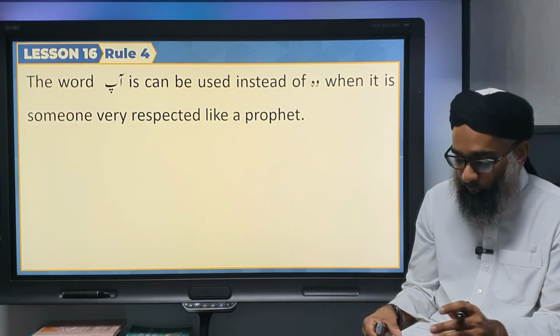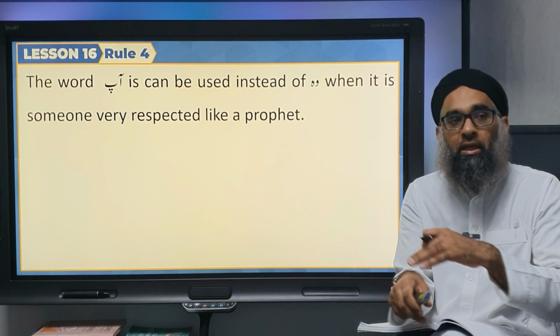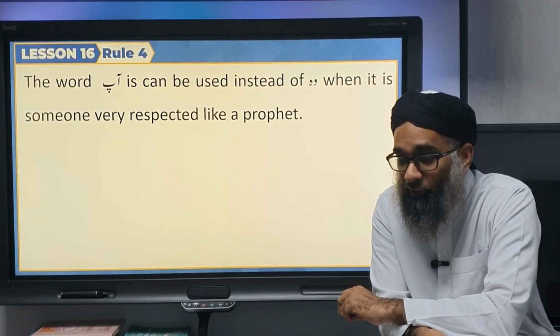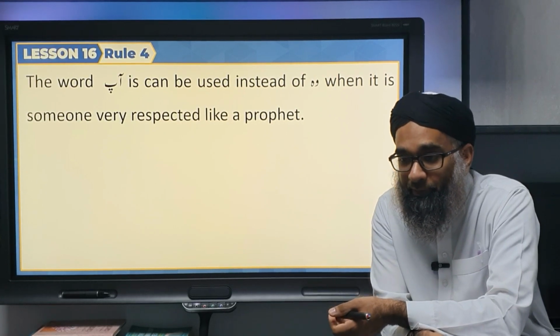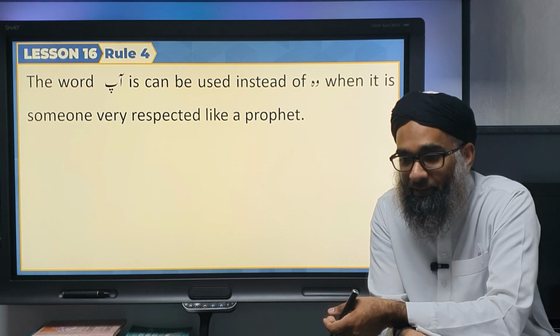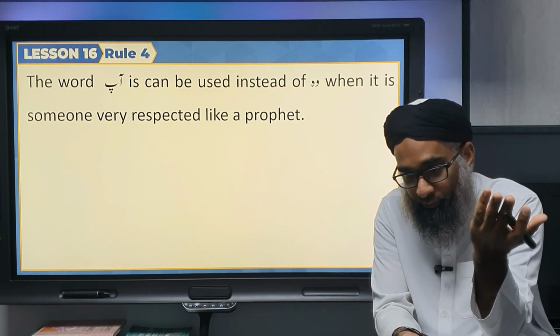Okay. Now, what you have to remember now is the word aap can also be used for the third person pronoun in the meaning of he. But when that person is very respectful. You understand? So usually aap is you.